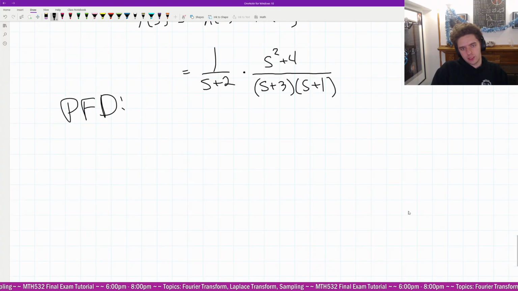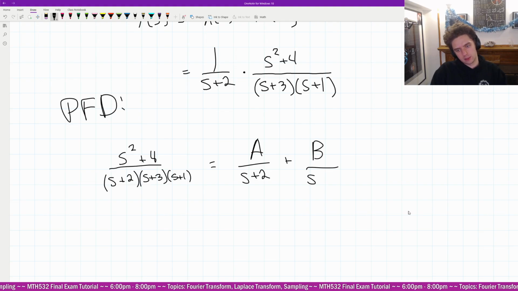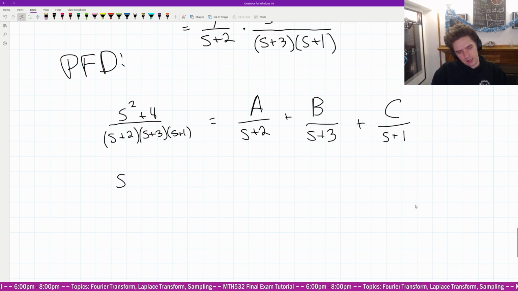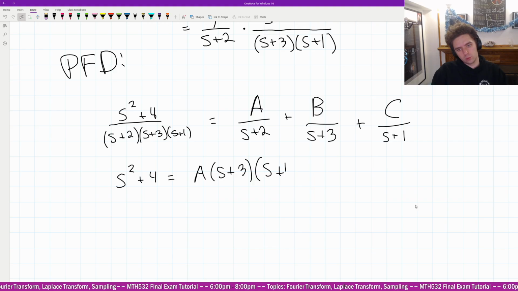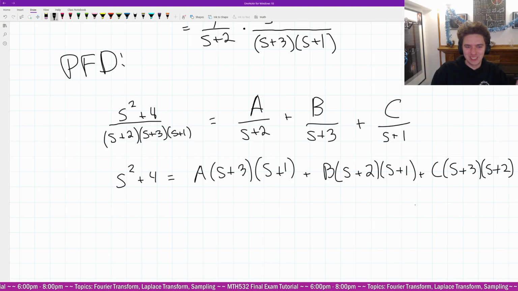So partial fractions decomposition. That means we're saying that s squared plus 4 over s plus 2, s plus 3, s plus 1 can be written as A over s plus 2 plus B over s plus 3 plus C over s plus 1. Working this out a little bit, s squared plus 4 equals A times s plus 3, s plus 1, plus B times s plus 2, s plus 1, plus C times s plus 3, s plus 2. Thank God there's no 5s in this question.